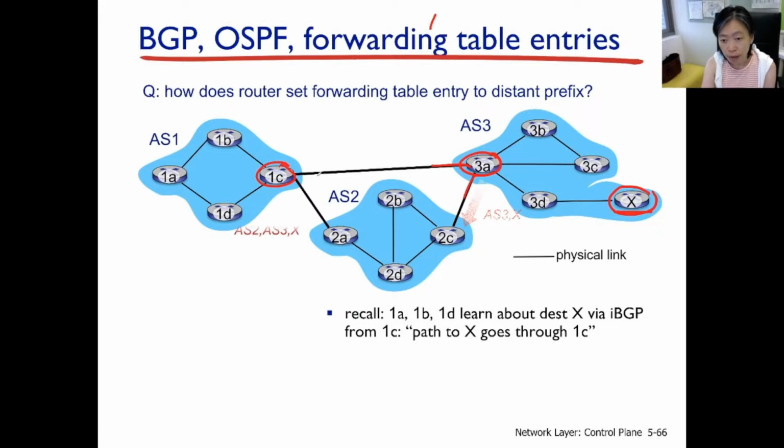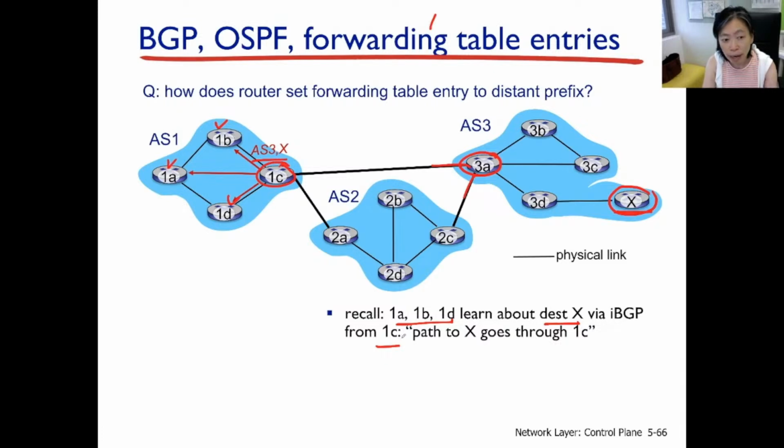So let me run the animation. 1C discovers 2 paths and picks the shorter path. And this shorter path is further propagated internally to all routers. So 1A, 1B, and 1D will learn about the shortest path to destination X from 1C.